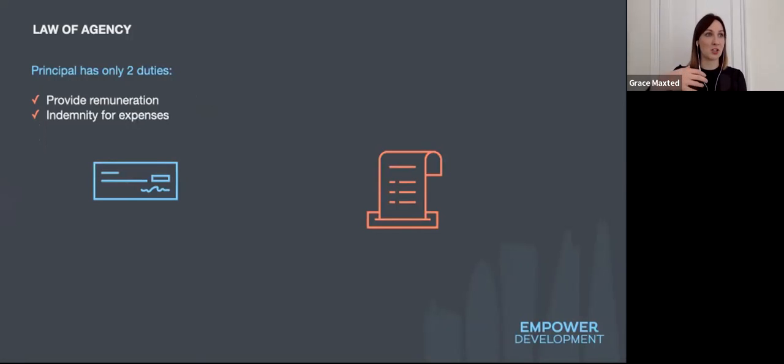So if I was to get an agent to go and place business for me over in the States, I would pay for their travel expenses and their hotel accommodation because I'm indemnifying them for what they're doing on my behalf. We also have the latter part of this chapter looks at statute.